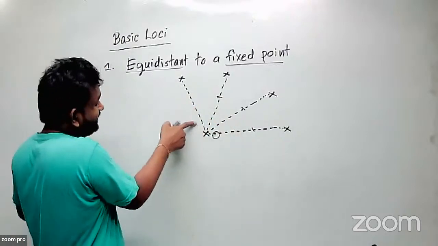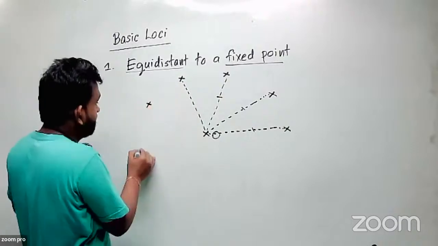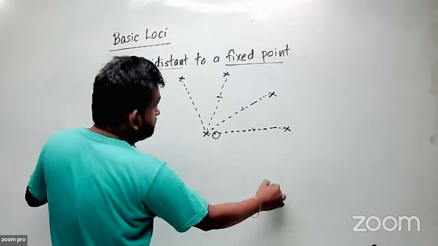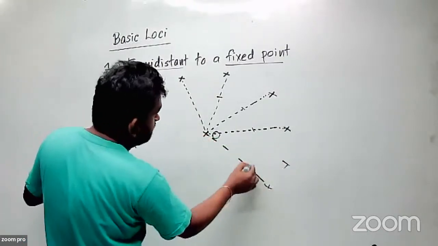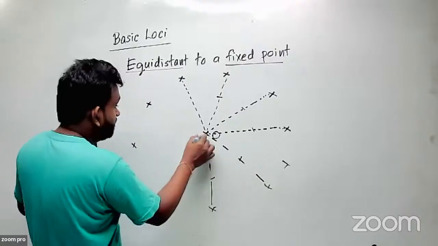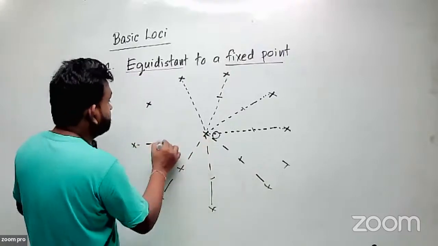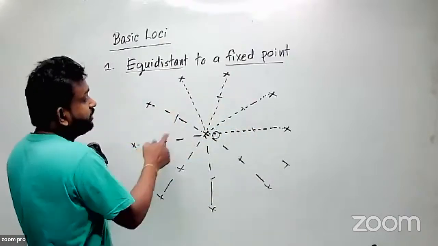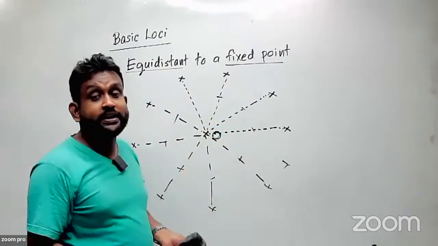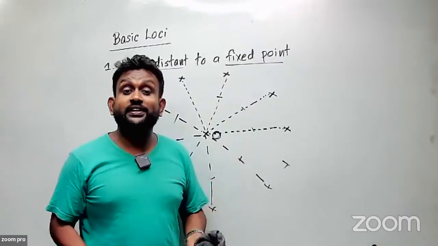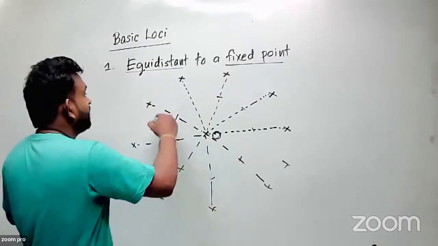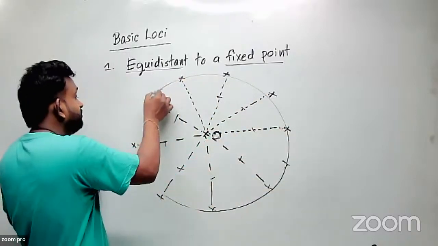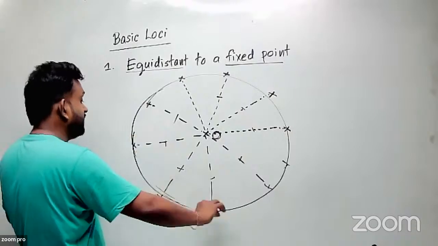In this way, I rotate so that the distance from here stays equal. Now you can see, when you connect these points, these have equidistance. So when I rotate around this fixed point, I can see that I am rotating along a circle. When I connect these points, you can see this creates a circle.